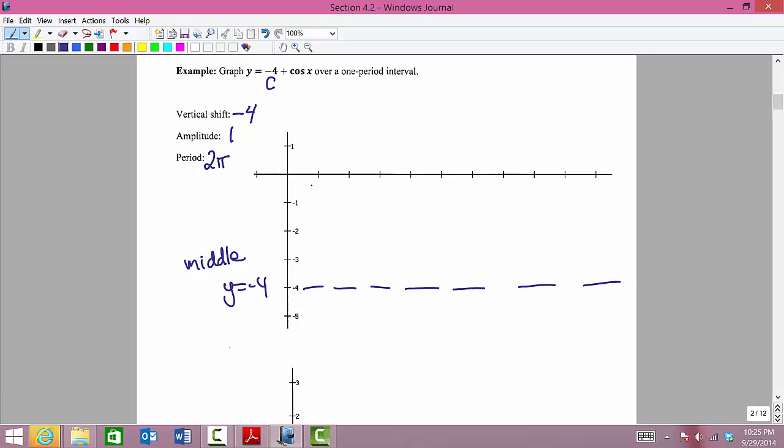Because the period is 2 pi, and we haven't changed the period, we're going to have 0, pi over 2, pi, 3 pi over 2, and 2 pi as our beginning and end points and all the midpoints. Now we're going to graph cosine using this as the new middle.